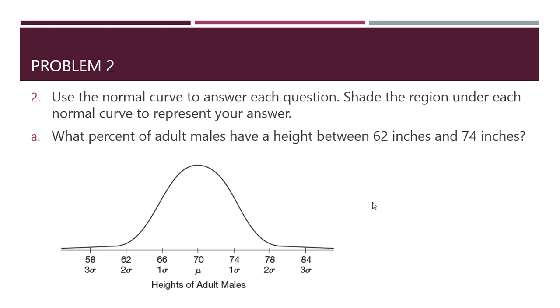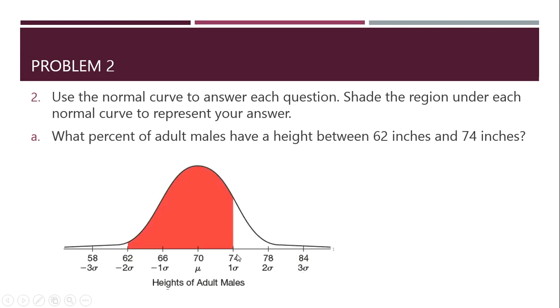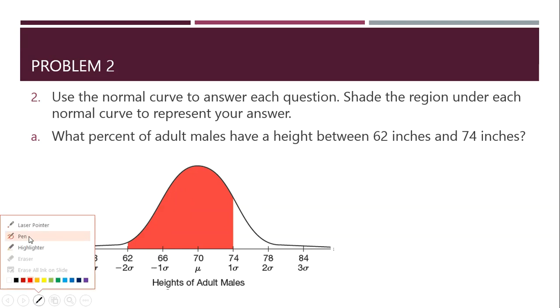So the first thing I did is I shaded this thing. 62 inches to 74 inches. I shaded it, which means I'm going from -2 sigma to +1 sigma. So my first thought was that I know -2 sigma to +2 sigma is all 95%. But I kind of had a little thought here, like, well, what if I break this up into chunks?